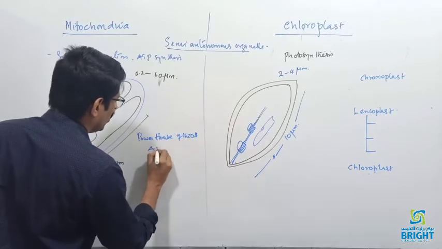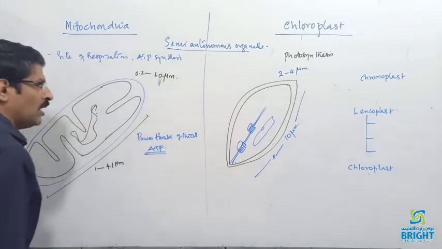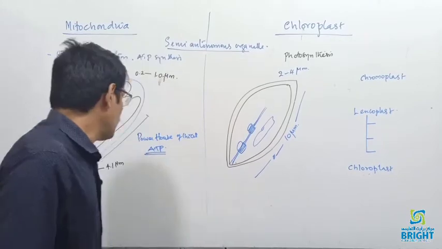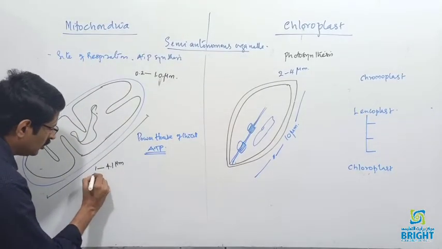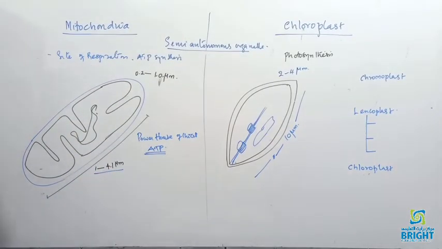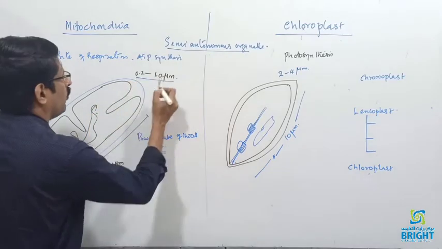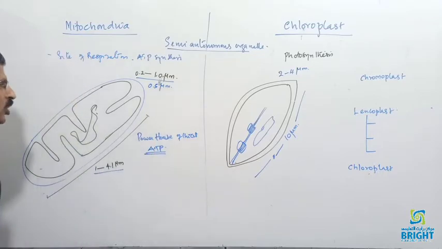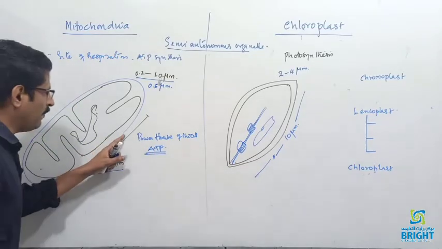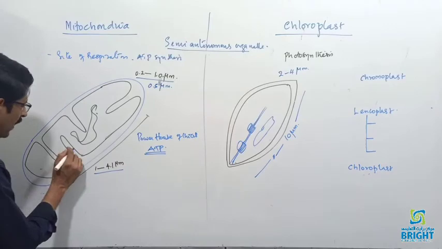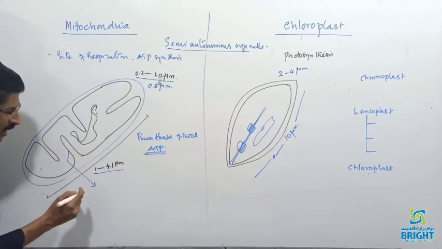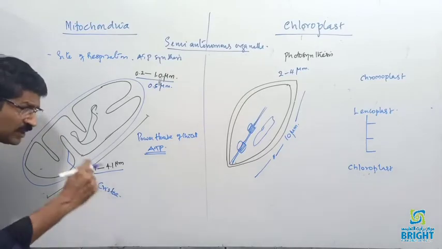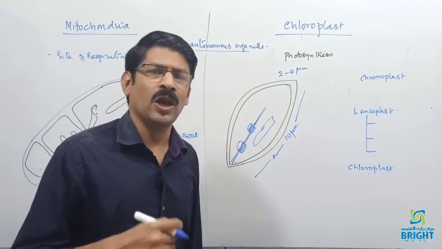because it is a site of cellular aerobic respiration, Krebs cycle and electron transport chain, and it is a site of ATP synthesis. And mitochondria has a length of 1 to 4.1 micrometer and a diameter of 0.2 to 1.0, with an average of 0.5 micrometer diameter. And mitochondria has an outer membrane and an inner membrane, and the inner membrane has invaginations called cristae that increase the surface area of mitochondria.